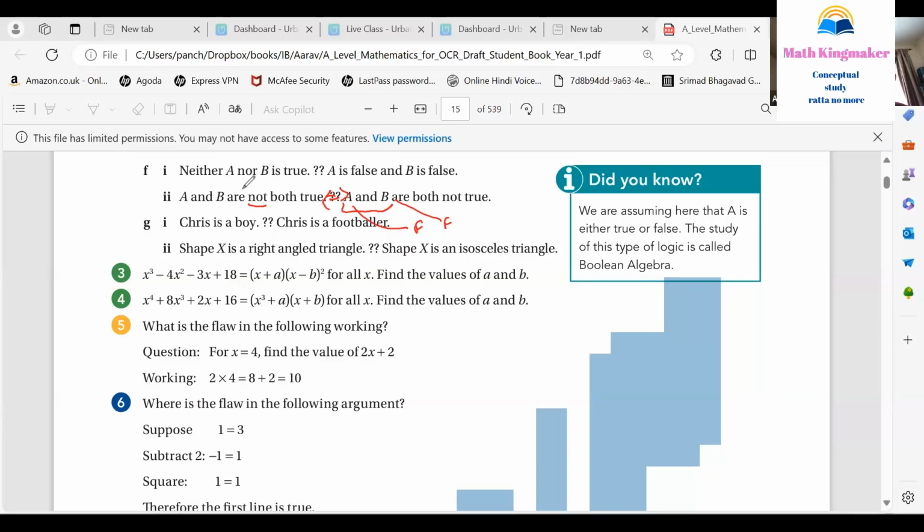Okay, they are not necessarily true. That means they are false. A and B are not both true. So he's saying that they cannot be false. He's not saying they can't be false. One could be true, one could be false. They both can be false, or one can be true, one can be false.